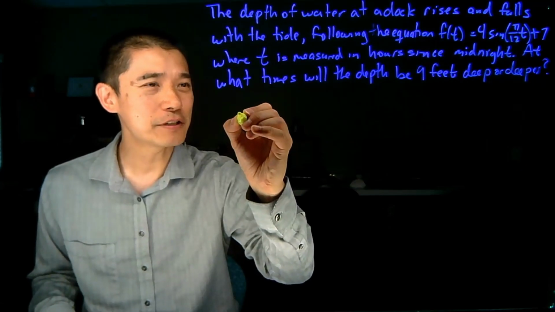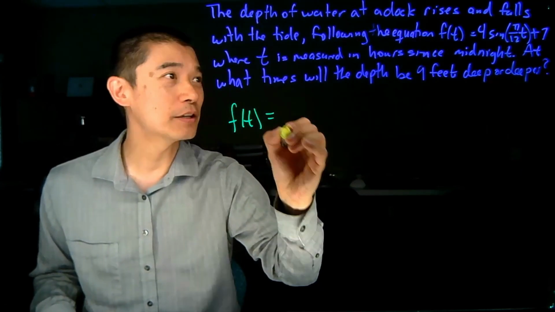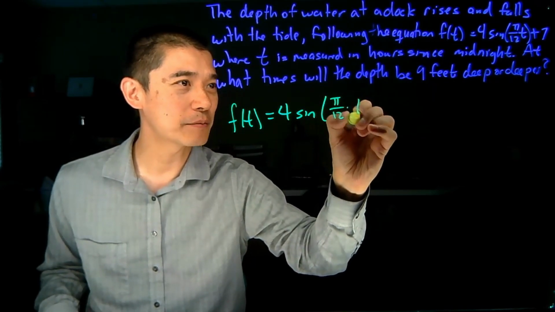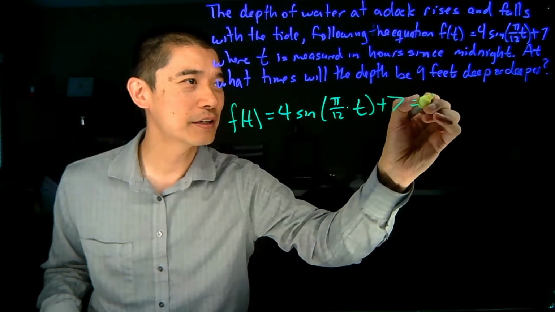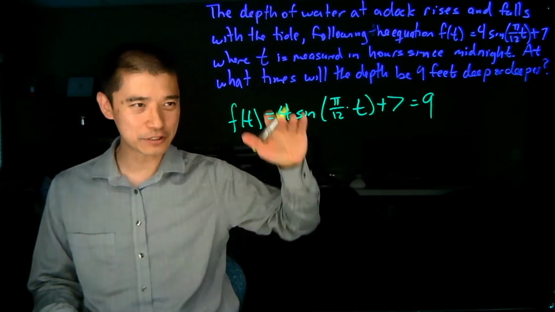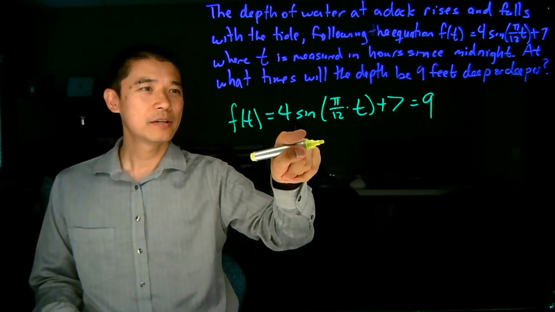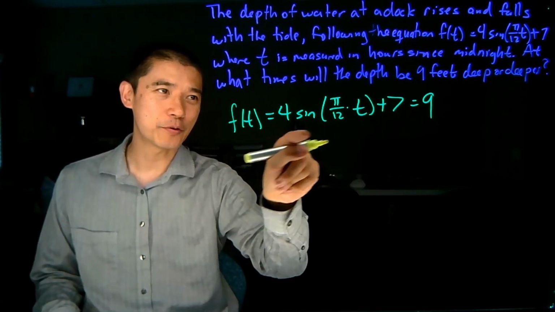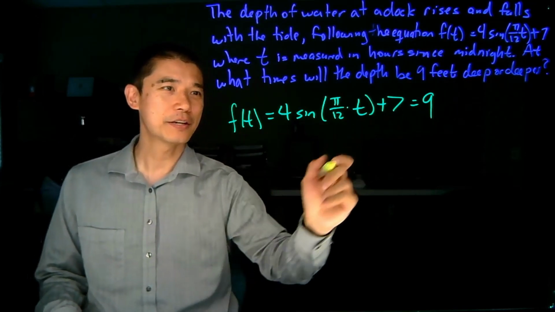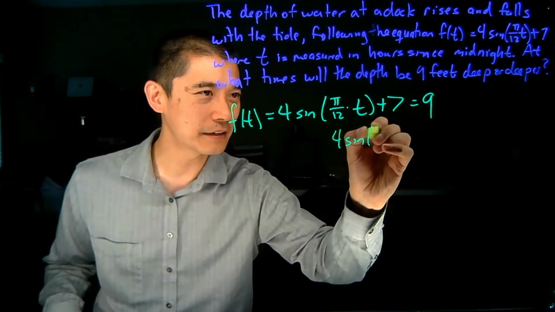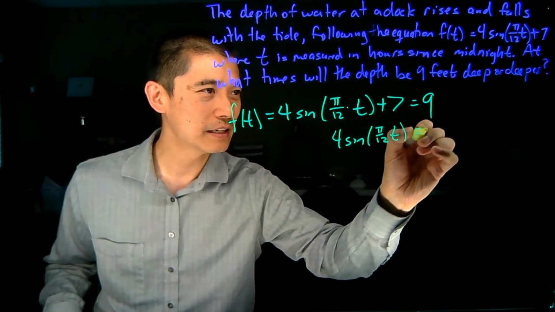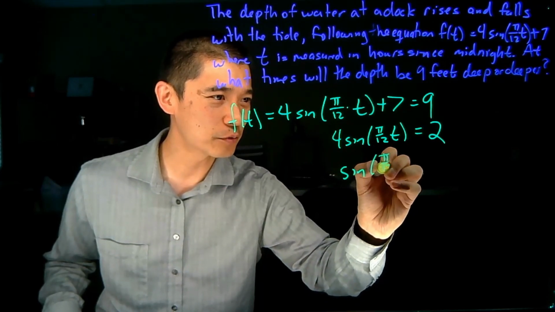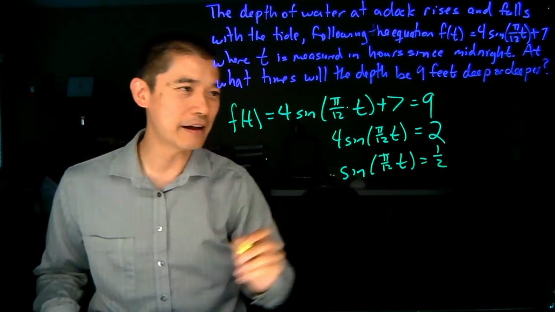So f of t equals 4 sine pi over 12 times t plus 7, and we're saying that this is equal to 9. We're asking, where is it exactly equal to 9? 4 times the sine function plus 7 equals 9. This is a linear equation. 4s plus 7 equals 9. So this is 4 sine of pi over 12t is equal to 2. So divide both sides by 4. Sine of pi over 12t is equal to 1/2.